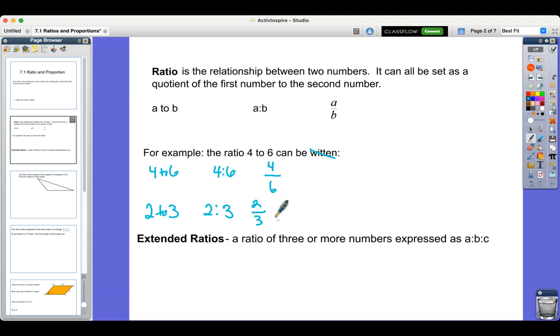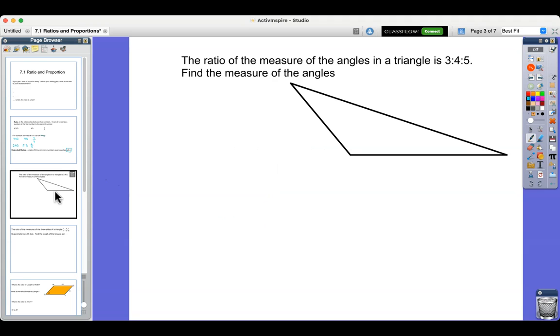Now, an extended ratio is, again, a relationship between numbers of 3 or more. In your case, we're only going to deal with 3 at the most. We're not going to do anything beyond that. Let's look at an example. The ratio of the measure of the angles in a triangle is 3 to 4 to 5. Find the measure of the angles. They're telling you that when we compared all three angles, they reduce down to 3, 4, 5. So our goal is to find what the original three angles were.